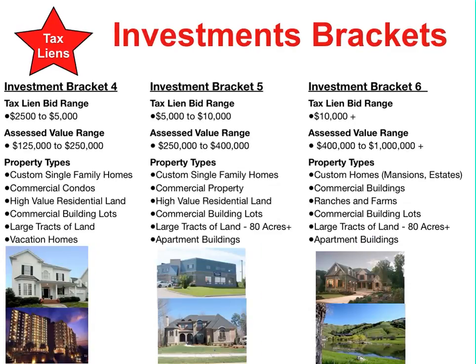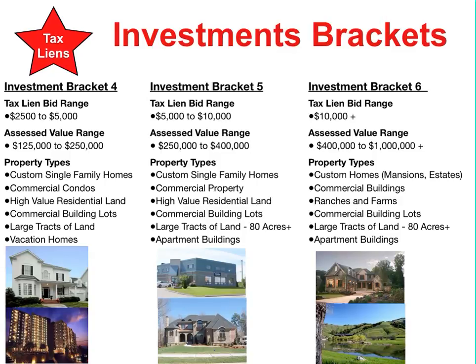Now with investment bracket number 4, these are tax lien certificates that range about $2,500 up to about $5,000. The assessed value ranges on these tax liens from about $125,000 up to about $250,000. You're going to find properties like single-family homes, custom homes, commercial condos, high-value residential land, commercial building lots, vacation homes, large tracts of land.